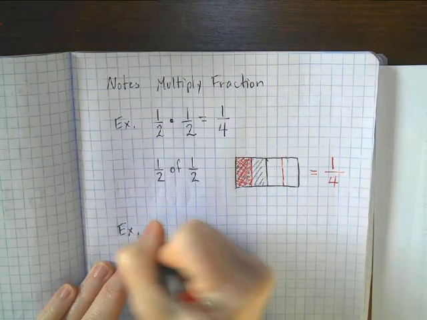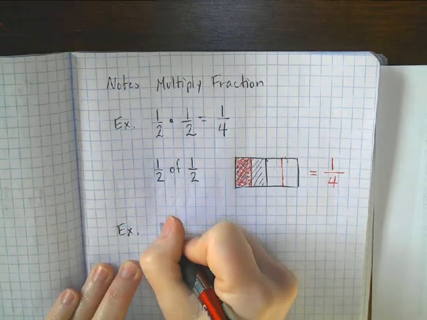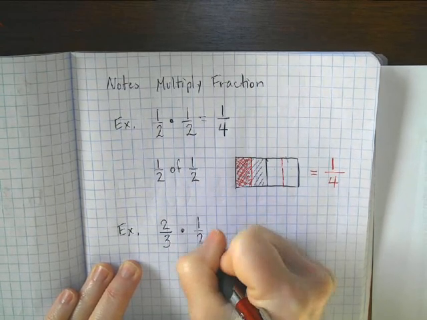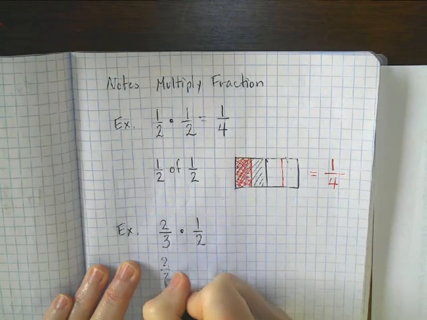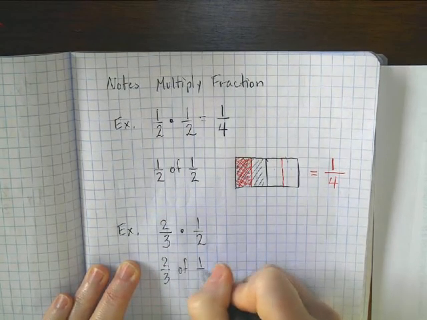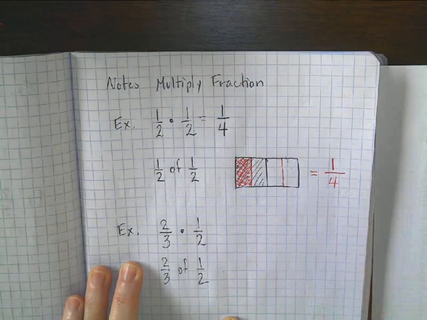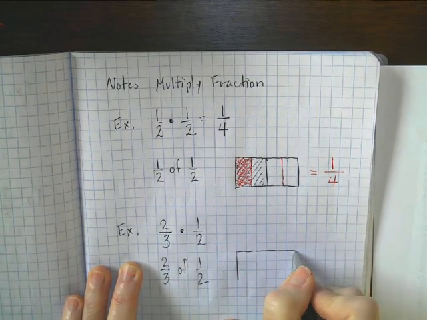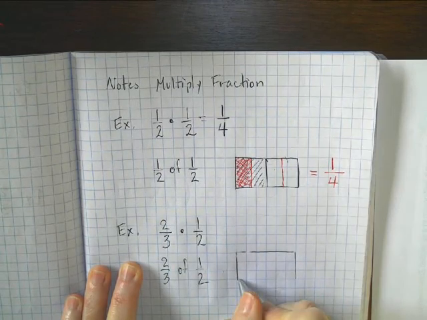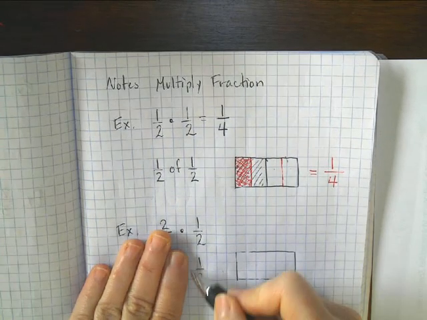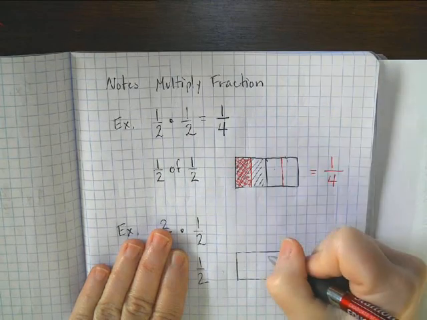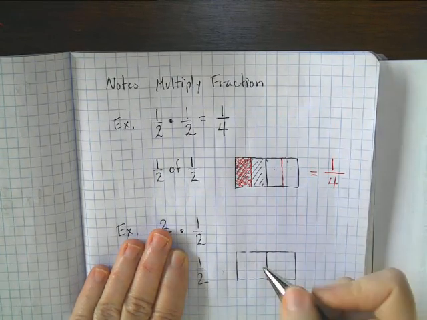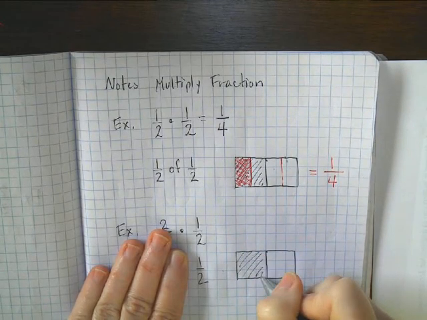Okay, let's do another example. What if I wanted 2/3 of 1/2? Okay, 2/3 of 1/2. So let's start with our picture again. So I'm going to start with a rectangle. And I'm going to start with this side, the 1/2. I want 1/2 of that. Okay, there's 1/2. And I'm going to shade it in. That's 1/2. This is 1/2.